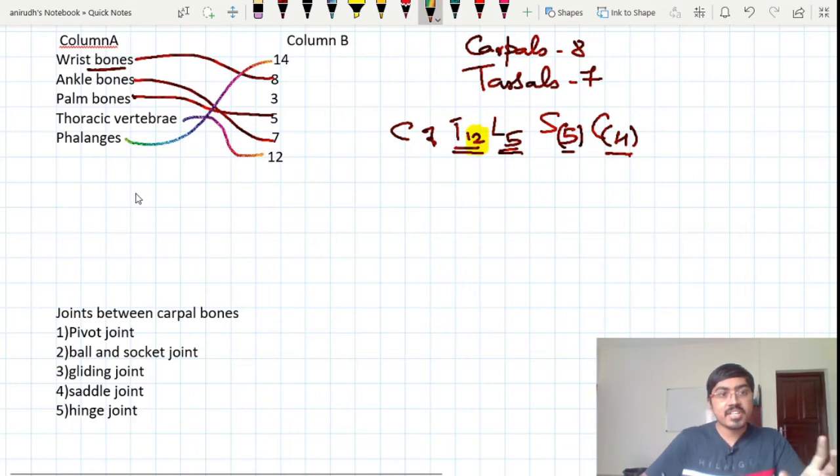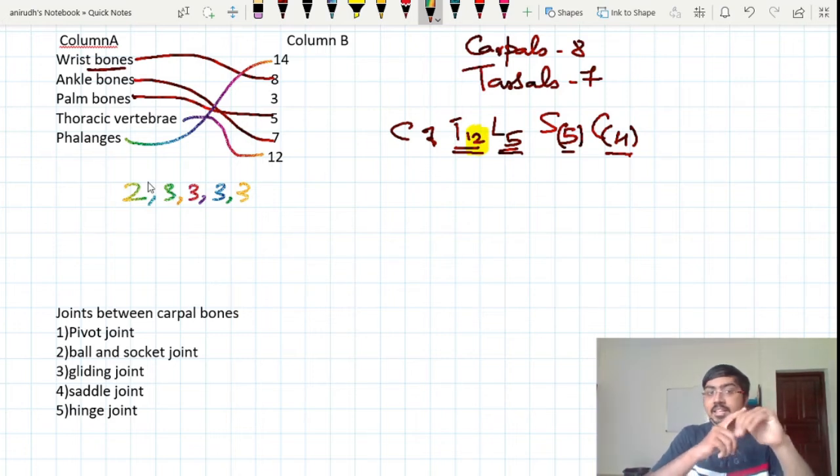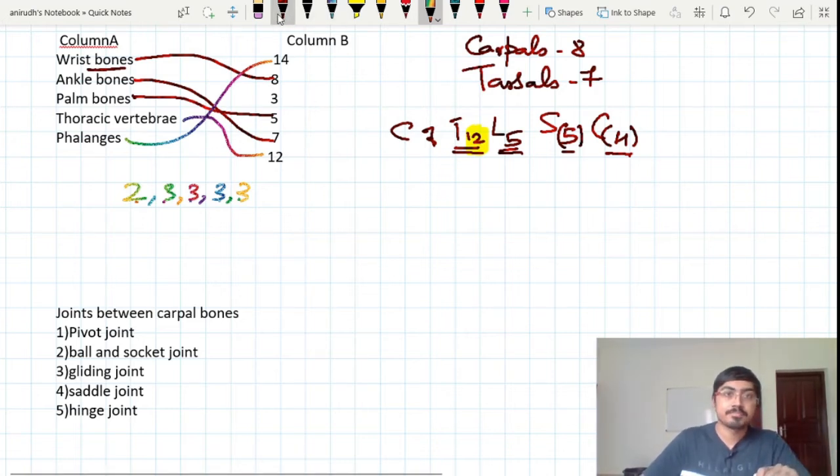And the phalanges, we have just discussed: 2, 3, 3, 3, 3, for 5 fingers. Thumb has 2 phalanges, rest all have 3 phalanges: 3, 6, 9, 12, 13, 14. So this is 14. This is how the thing has to be matched. Okay, next question.